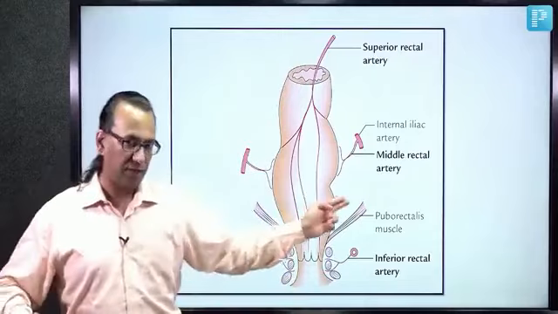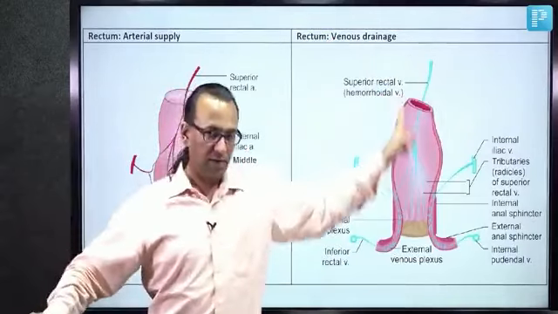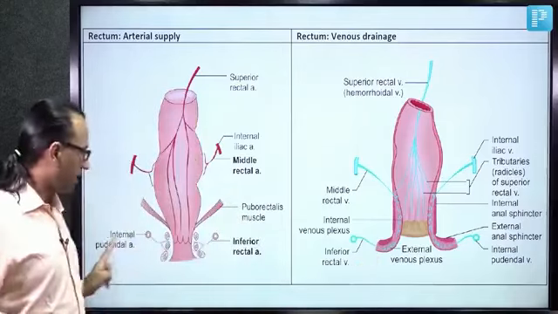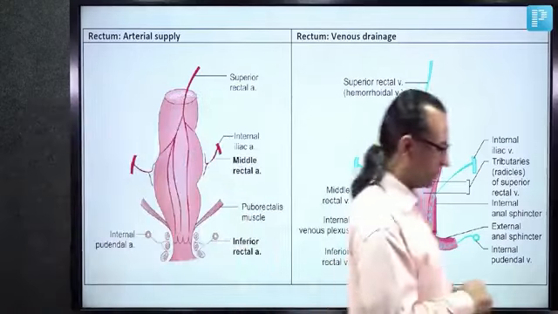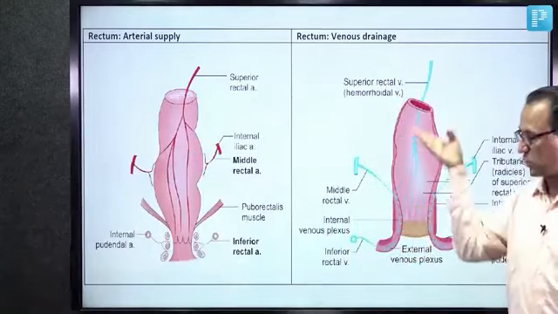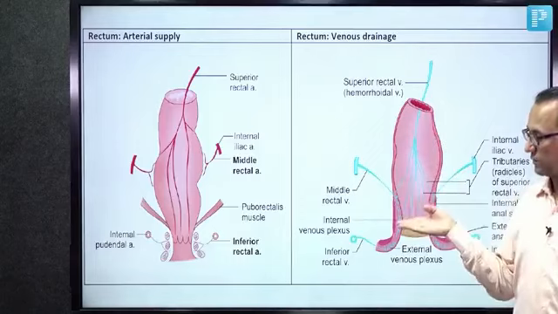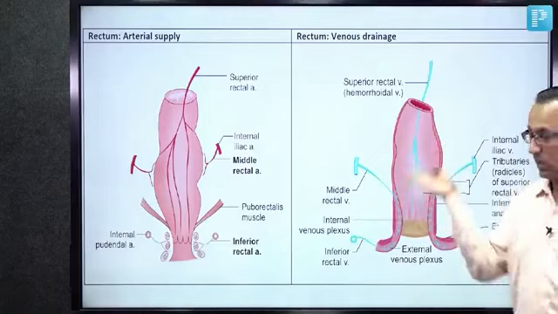Let us look at the diagram for the veins as well. As we can understand, superior rectal artery, superior rectal vein. Middle rectal artery, middle rectal vein. Inferior rectal artery, inferior rectal vein. As you can see now, this is the dentate line or the pectinate line. It is the portosystemic anastomosis area. Above this line is the superior rectal vein, draining the anal canal.